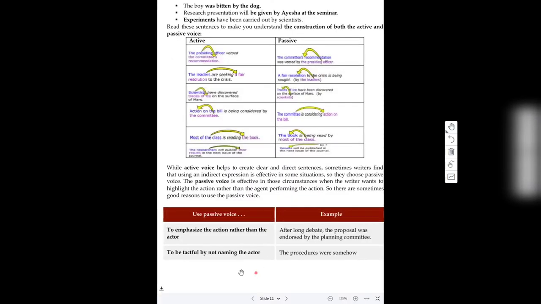So there are some good reasons to use passive voice. When do we use passive voice? To emphasize the action rather than the actor. I can give you one example from business communication in which the writer is supposed to use a buffer statement. Let's say that you were trying to seal a deal with a company, but unfortunately you cannot deal with them anymore. And you have to break this bad news to them.